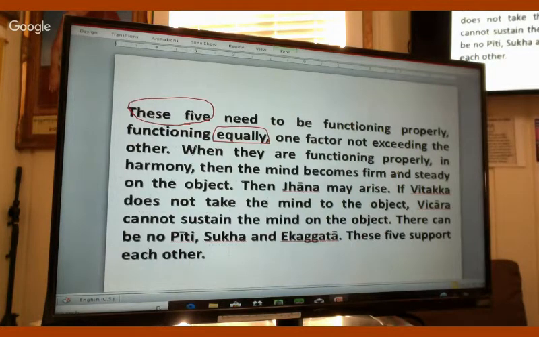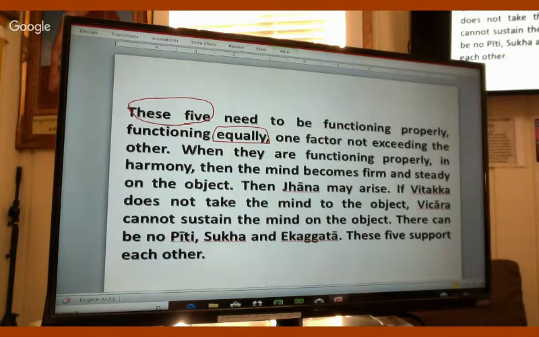So when they are functioning properly in harmony together, then the mind becomes firm and steady on the meditation object. If you practice meditation, you can easily understand. Sometimes our mind does not easily go to the meditation object, isn't it? Sometimes, if you focus on the meditation object, the mind is automatically stuck on the object and never moves to another object, isn't it? That means the 5 jhana factors are working together equally, their power is equal. So our mind easily focuses on the meditation object. That means jhana arises at that time.